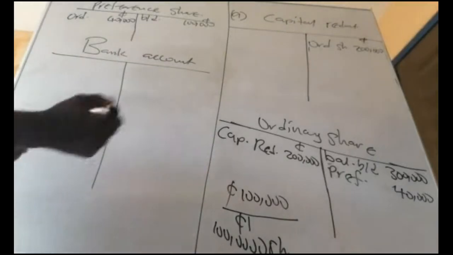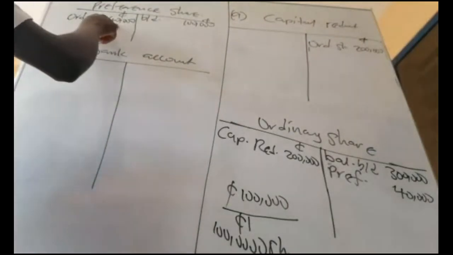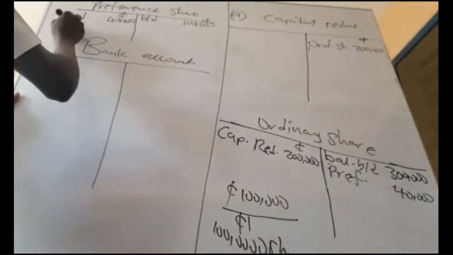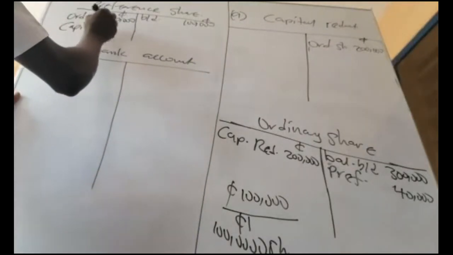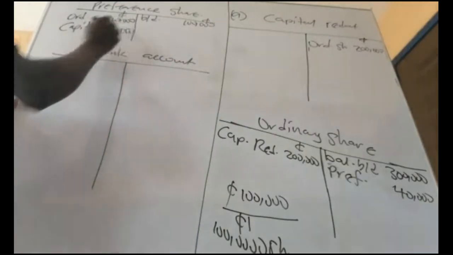100,000, 20,000 now shares. Good. So now if they have a stake of 100,000, we are giving them 40,000. So we are gaining, right? Now we'll go to capital reduction. That's 60,000. We are gaining by 60,000.